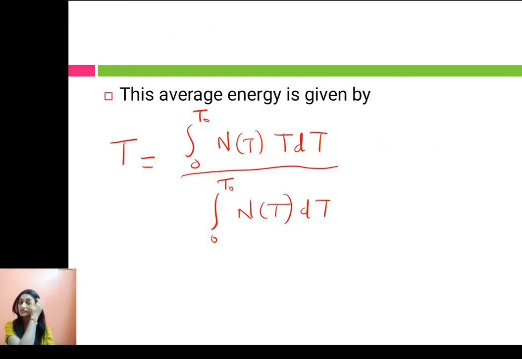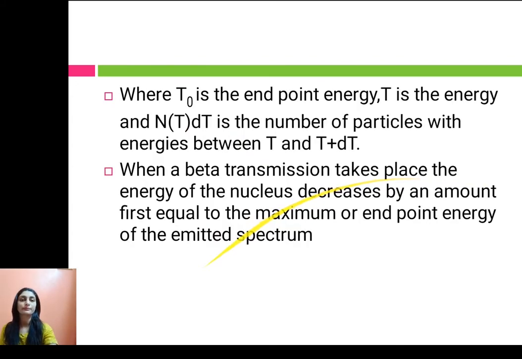So the average energy is, N(T) is the number of particles with the energy, multiplied by T dT, that is the energy, upon the number of particles with energy T, and we are integrating from 0 to T0. So this is the formula for getting the average energy of the particles. Here T0 is the endpoint energy, T is the energy, and N(T) dT is the number of particles with energies between T and T plus dT.